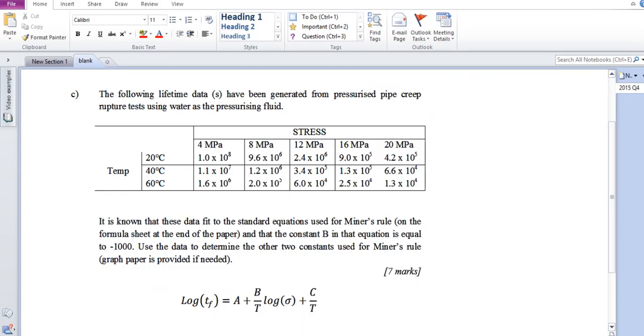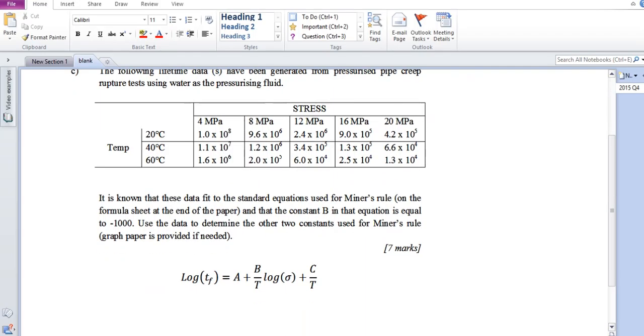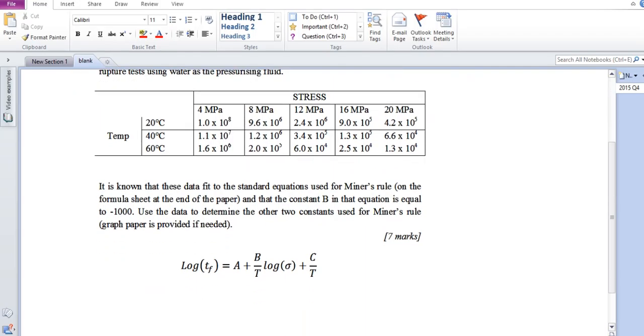So here we have lifetime data in seconds, so this is the amount of time it takes before the pipes rupture under different stresses and different temperatures. It says that the data fit the standard equations for Miner's rule and that the constant B is equal to minus 1,000. What we need to do in this part is to determine the other two constants. First, we need to make sure we know what Miner's rule is.